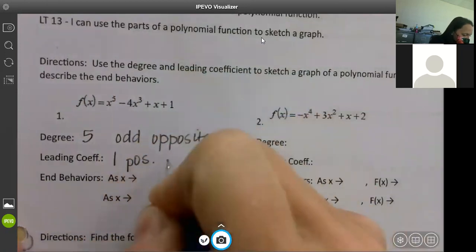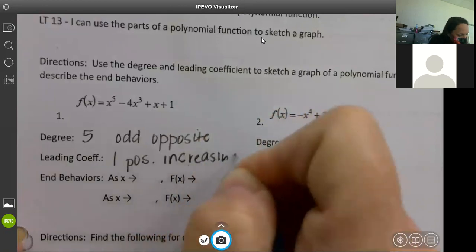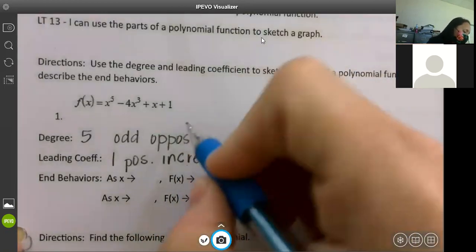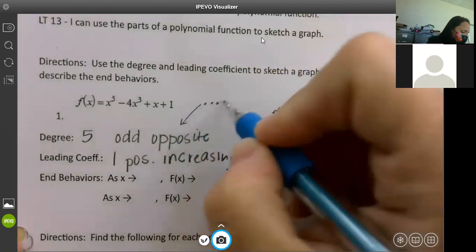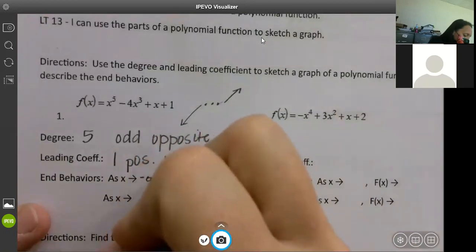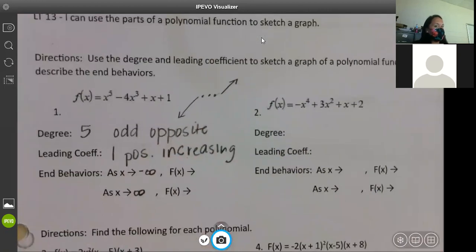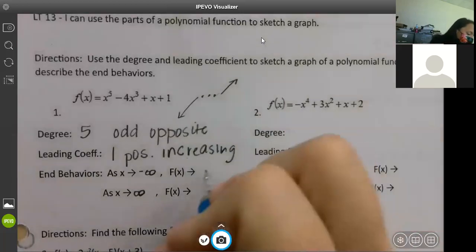So that means it is increasing. So that means the end behavior is going to be something like this with stuff in the middle. I always usually just draw a line, but it's whatever you want to do, okay? So remember, we always start with the left. The left is represented by negative infinity, and the right is represented by positive infinity. So what's happening on the left? Where is it pointing? Negative infinity.